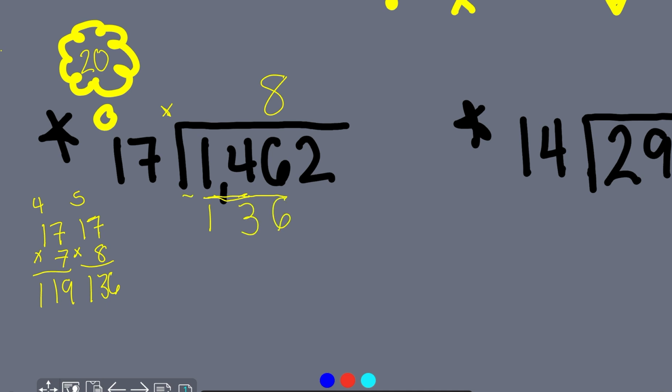I need to subtract these two numbers. 6 minus 6 is 0. 4 minus 3 is 1. And I bring down the 2. And I ask the same question again: how many times can it go in without going over?